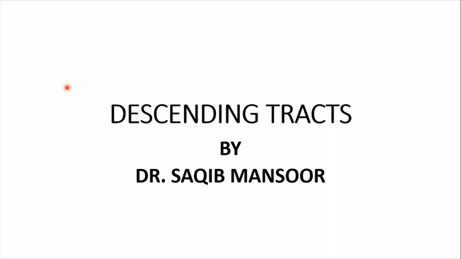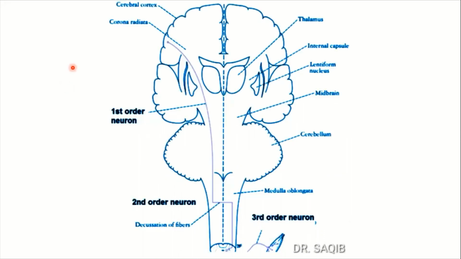And we are now finished with the ascending tracts. So started today with the descending tracts. And in the descending tracts, first of all, we will learn two things: the first order neurons, the second order neurons, and the third order neurons, and the upper motor neurons and the lower motor neurons.